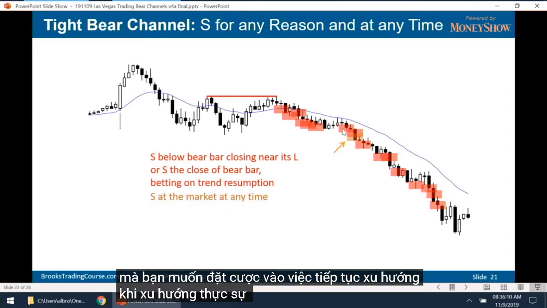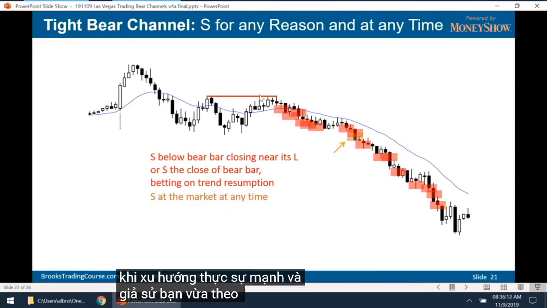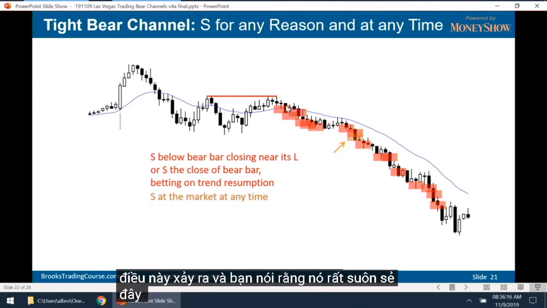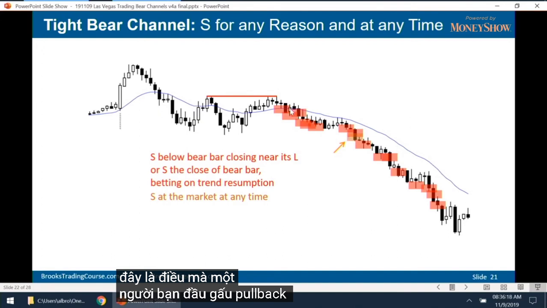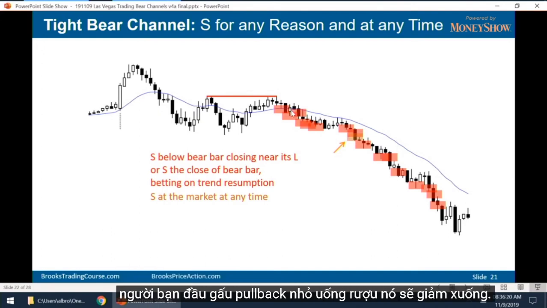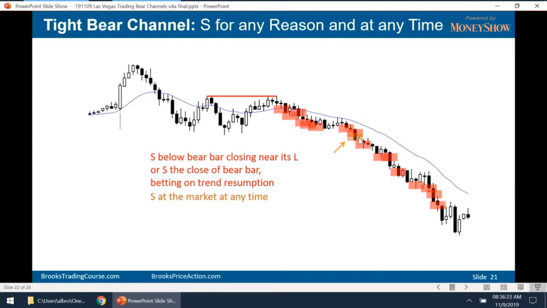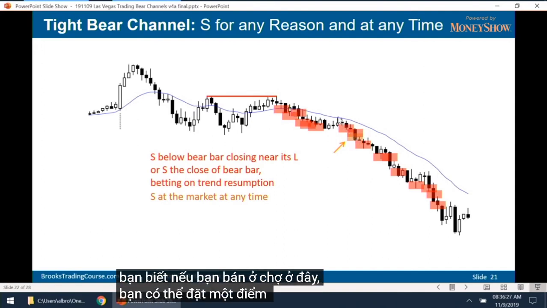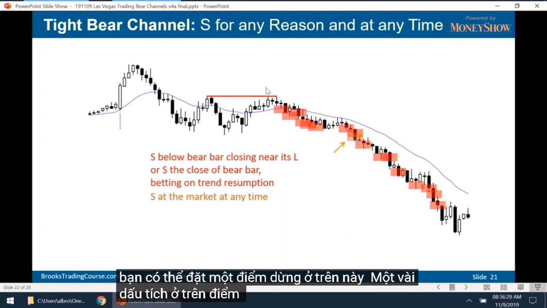When the trend is really strong, and let's say you've just watched all of this happen, and you said, this is what Al calls a small pullback bear trend. It's going to go lower. I have to get short. What do you do? You can just simply sell at the market. If you sell at the market here, you can put a stop above this, a couple ticks above that, a stop above that.